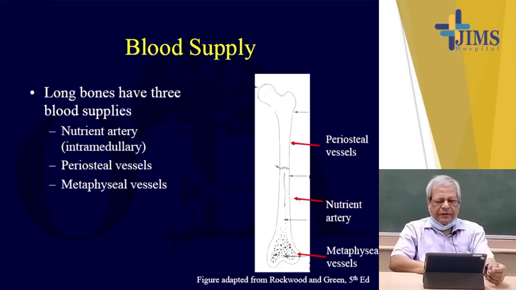The long bones have 3 blood supplies. One is a nutrient artery here, which goes inside through the nutrient foramen. Another is periosteal vessels. Next is metaphyseal vessels. Metaphysis is a part of the diaphysis. Suppose this area is metaphysis. This part is metaphysis.